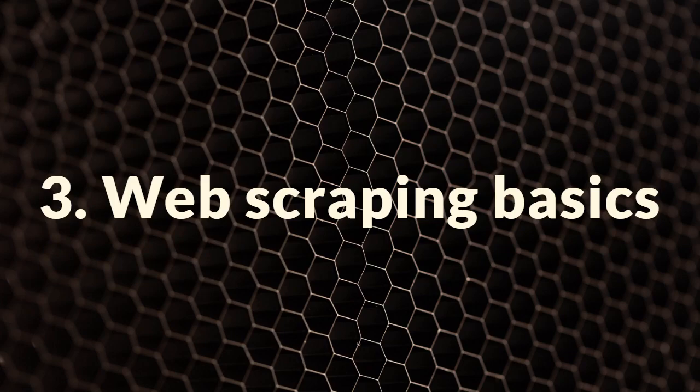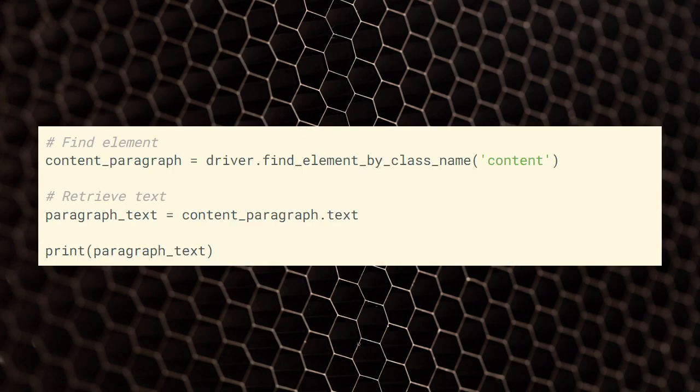Finally, we'll learn a bit about web scraping. Once we have located an element, we can use the text attribute to obtain its content. For example, let's retrieve the text of a paragraph with a specific class name. Here's a code snippet that demonstrates how to obtain the text from a paragraph element with a class name content.